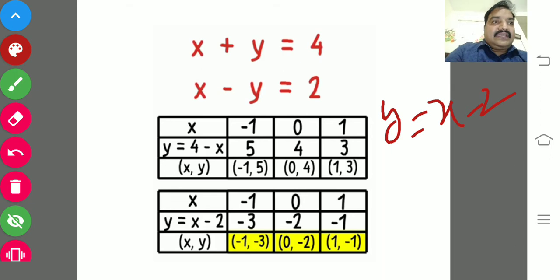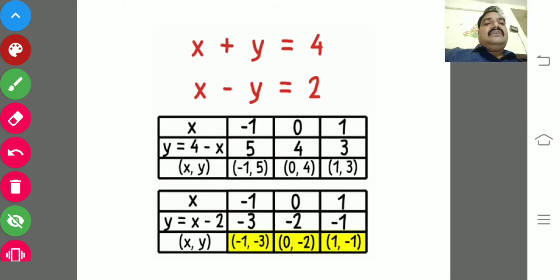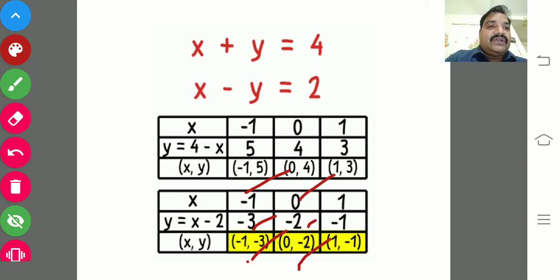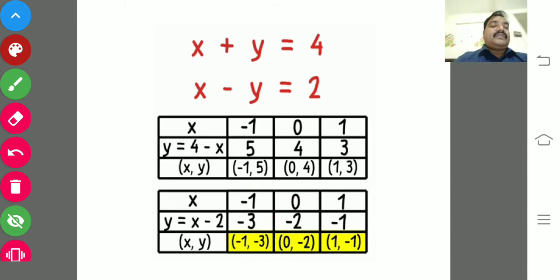So in this case simply you take x values like a number line. So 0 minus 2, you got minus 2, and you take 1 minus 2 as minus 1, and minus 1 minus 2 as minus 3. So here minus 1, minus 3 is an ordered pair, and 0, minus 2 is one more ordered pair, 1, minus 1 is one more ordered pair. So this is very, very important, children.